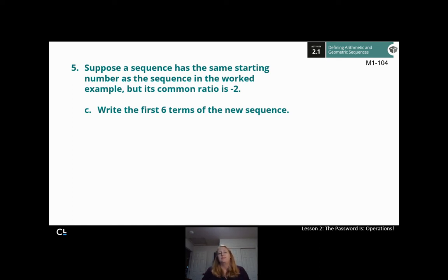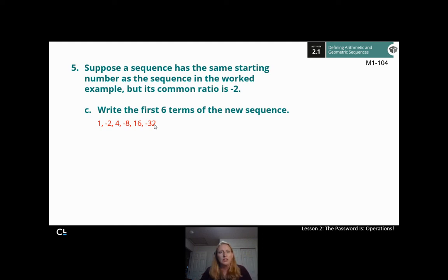All right, people, I did the first six terms. Did you? So we started with one times a negative two is negative two. Times a negative two is a positive four. Times a negative two is a negative eight. Times a negative two is a 16. Times a negative two is a negative 32. So again, it's doing that up, down, up, down, right? Positive, negative, positive, negative, positive, negative.